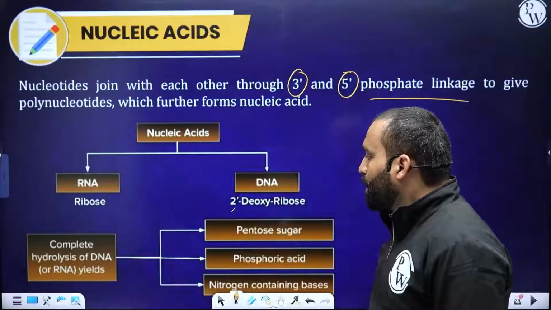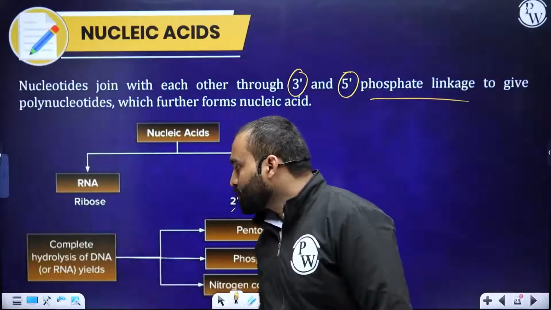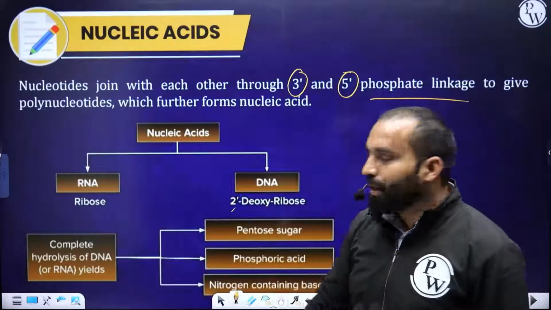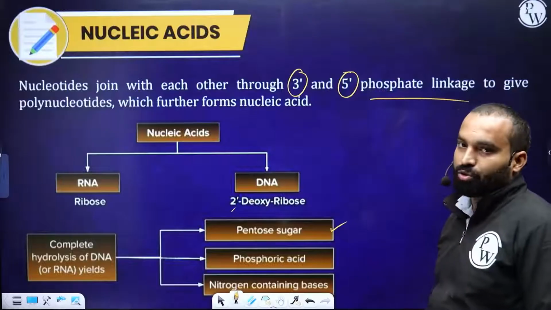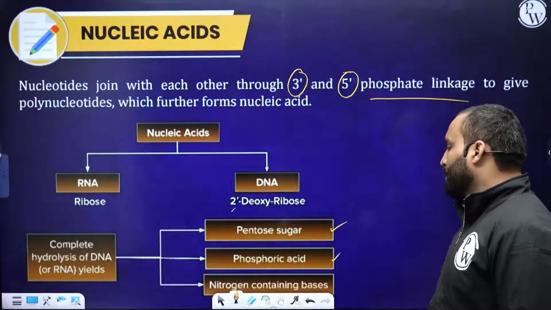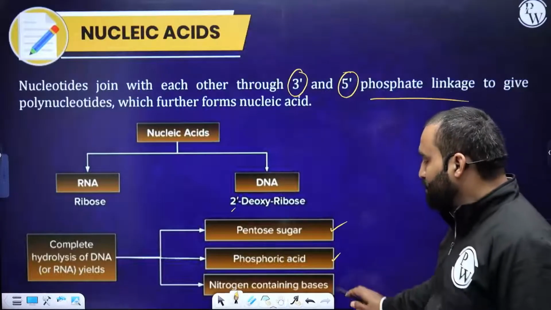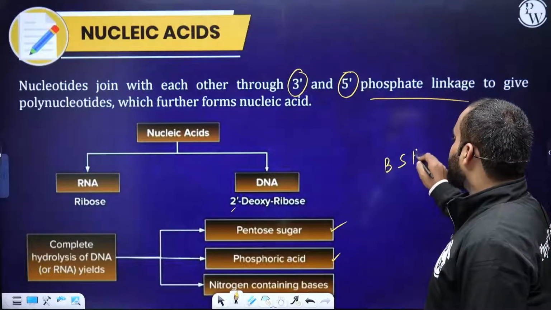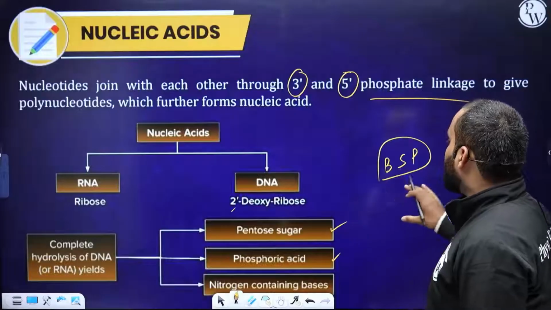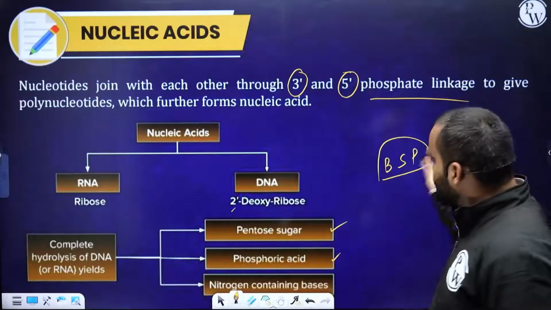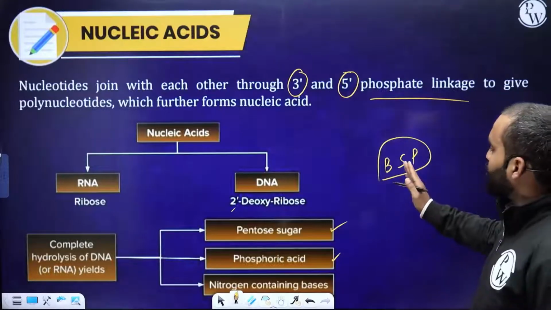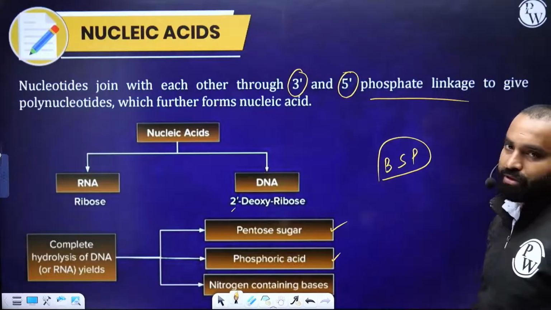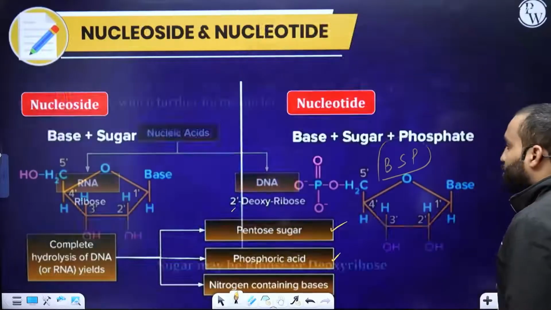Right, everybody? So complete hydrolysis of RNA, what is it going to yield? 3 things. One is pentose sugar, as I said, phosphate, phosphoric acid, and the nitrogen containing base. So base comes first, then sugar, then phosphate. This is the sequence of a nucleotide. First it has to be the base, then the sugar molecule, then the phosphate unit. I'll show you the structure now.